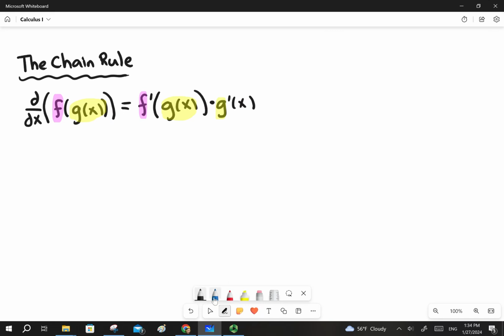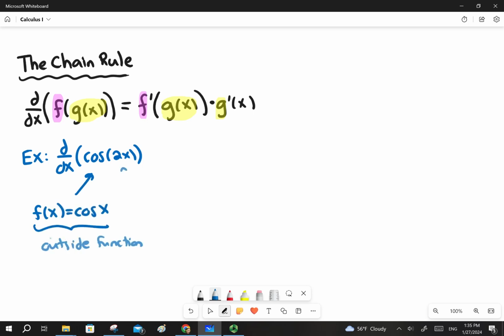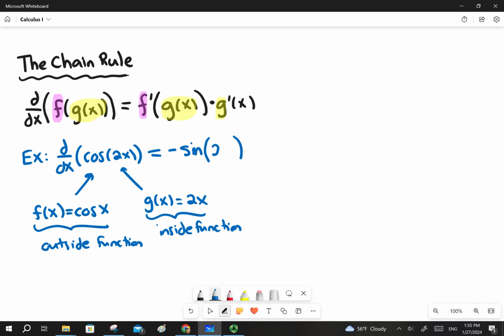How is that useful? Well, for a quick example, if, say, I wanted to take the derivative of something like cosine of 2x, that is a composition of functions. My outside function is cosine of x. My inside function is 2x. So to take this derivative using the chain rule, I take the derivative of the outside function. The derivative of cosine is negative sine. But then I evaluate that function at the inside function.